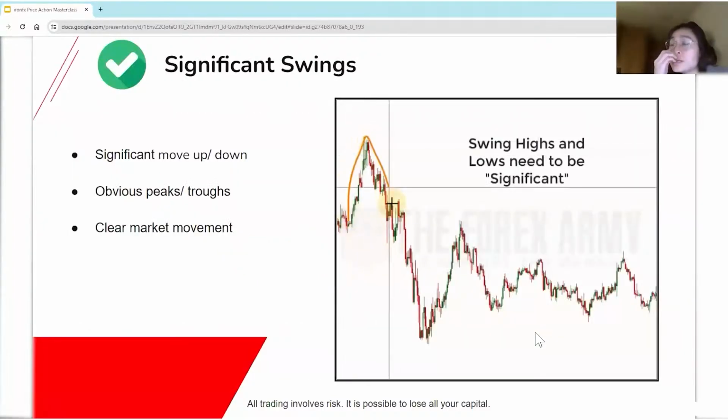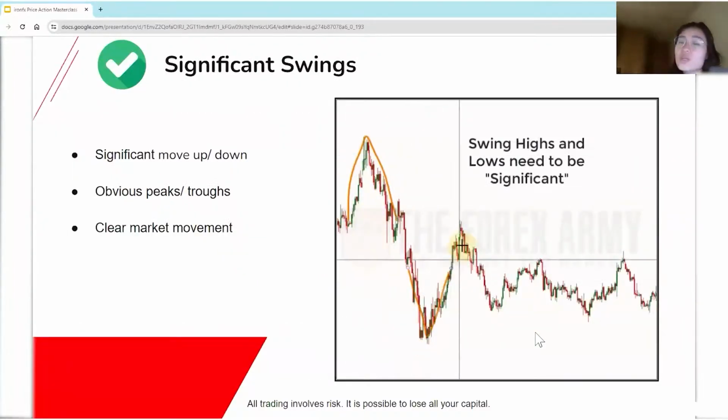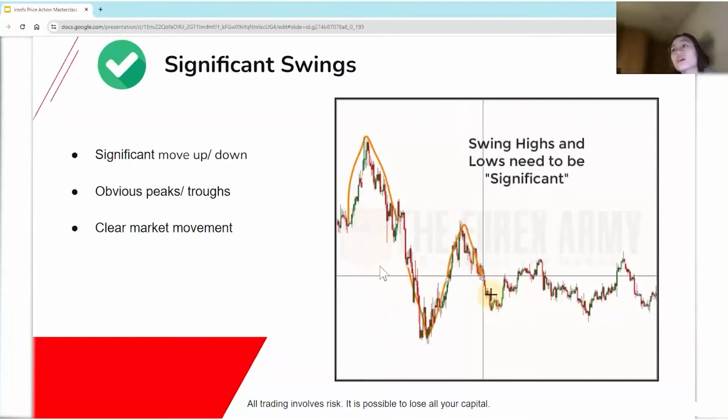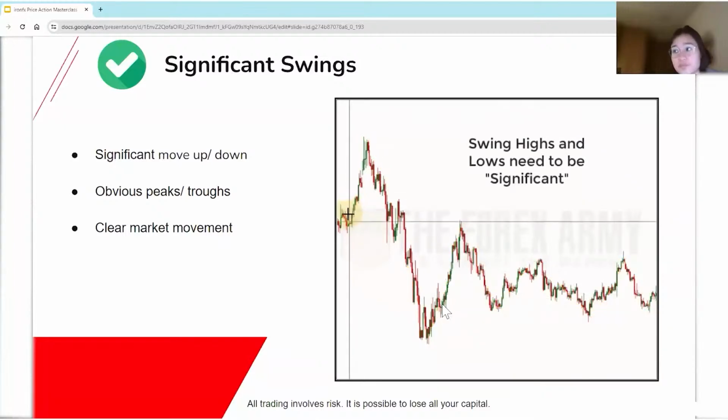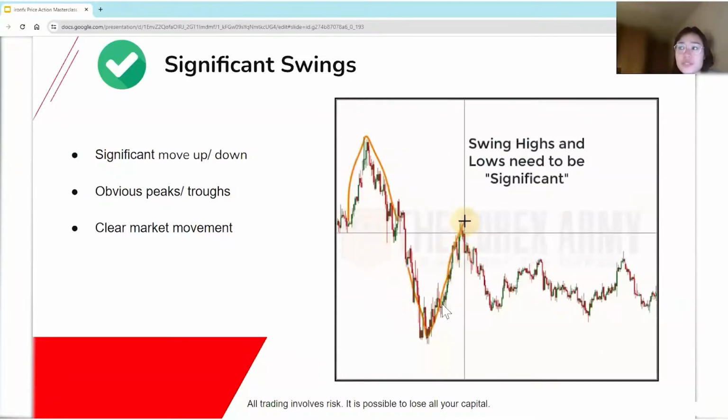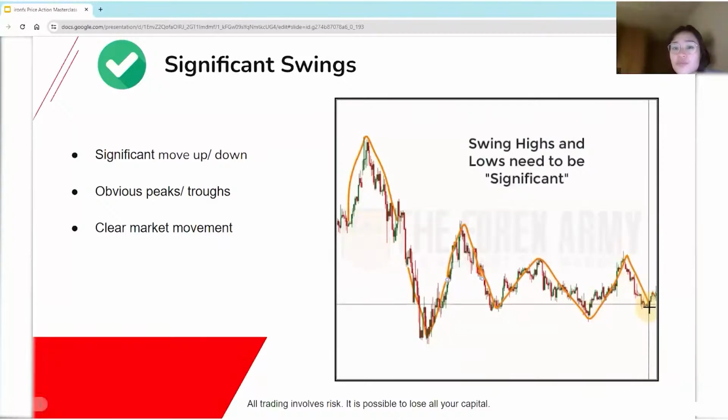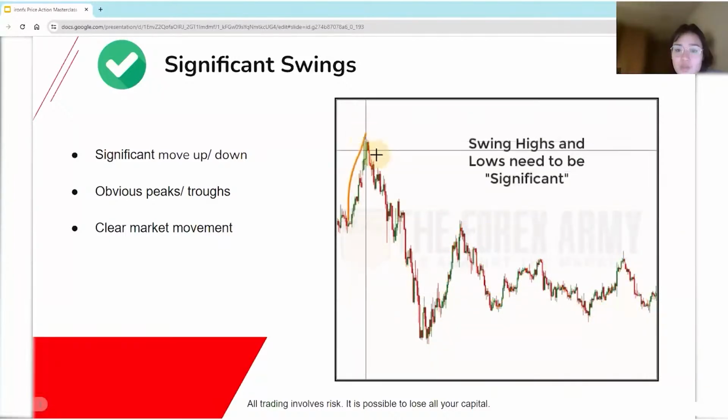Okay, and here is an example of significant swings. So there is a very clear move up and down with obvious peaks and troughs and a very clear market movement. So these are really good levels to use for your support and resistance. And they're easier to spot for your candlestick patterns as well.